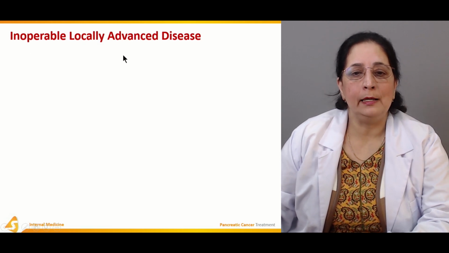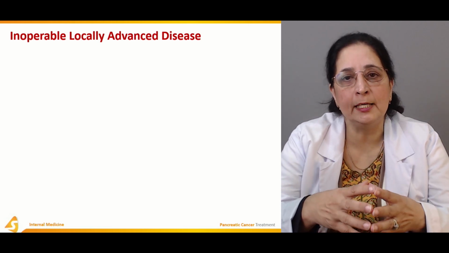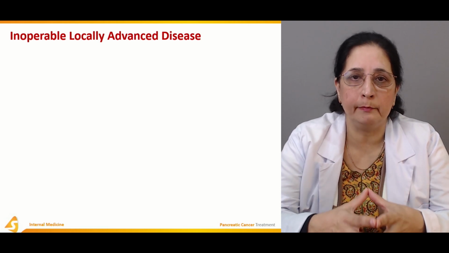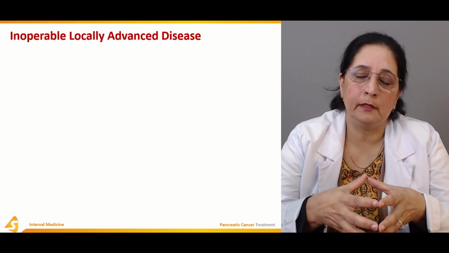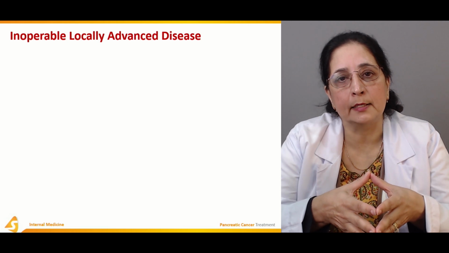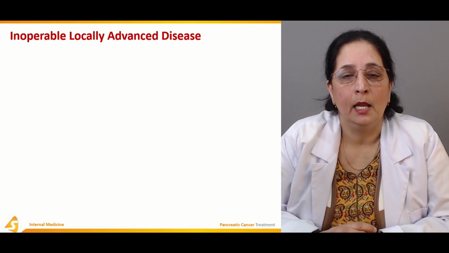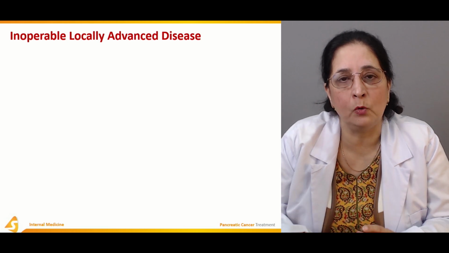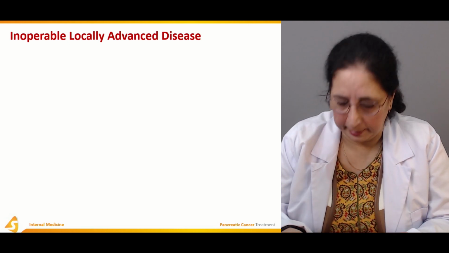Inoperable locally advanced disease. Now, the first choice was for the resectable disease, in which resection can be performed and is successful in about 70% of the cases, because there is a 30% residual disease on microscopic examination. The other condition is when there is inoperable disease, but it's locally advanced and there is no metastasis, but it has spread locally, infiltrated locally, and involves the surrounding areas.